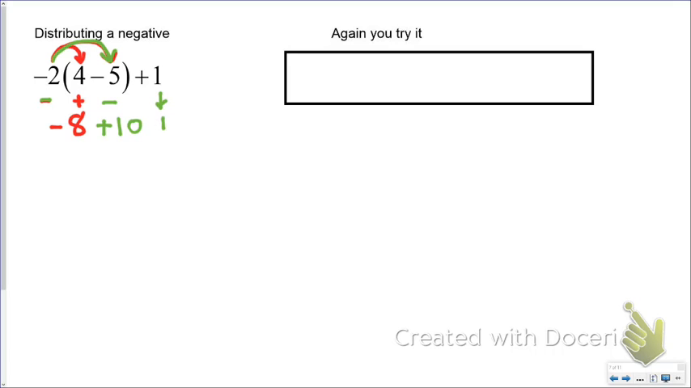I could then bring down my plus 1 out here. Negative 8 plus 10 is 2. Add 1 to that, and I get 3. Your turn to try it.